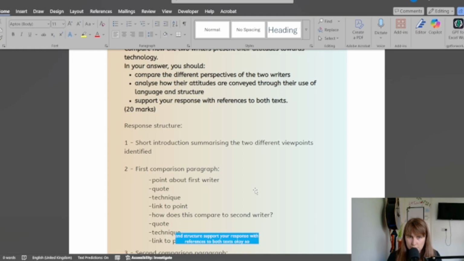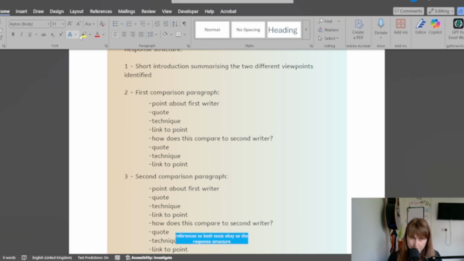So the response structure. First thing you want to do is a short introduction summarising the two different viewpoints identified. Now, nothing in there is about analysis. You don't have to talk about any techniques. It is just, in your own words, summarising the differences in the viewpoints between the writers that you're going to go into more detail in later in the essay, but it's just to give the response itself a better structure and to keep you focused as well, so you know what you're doing.